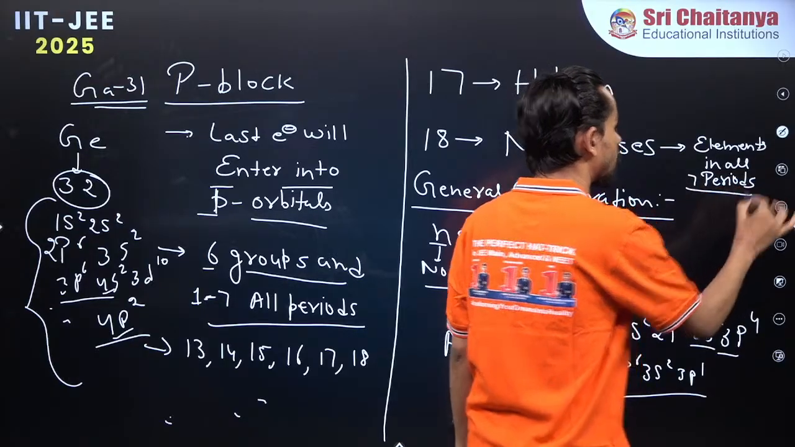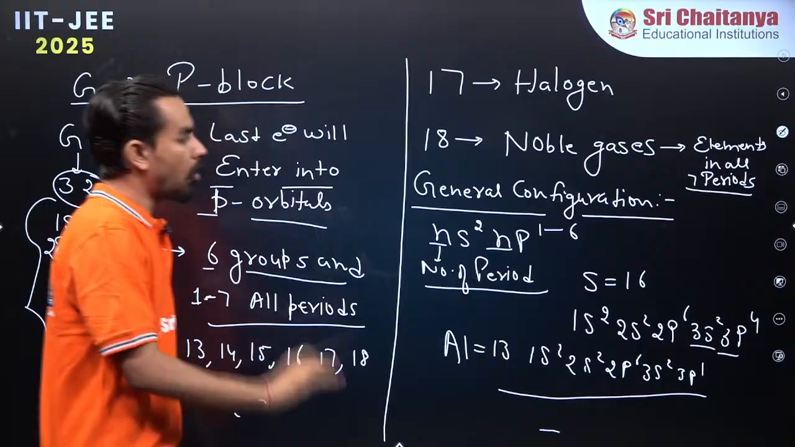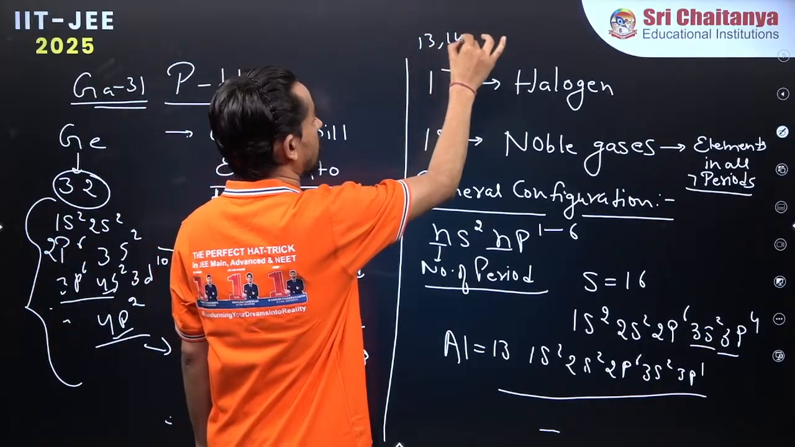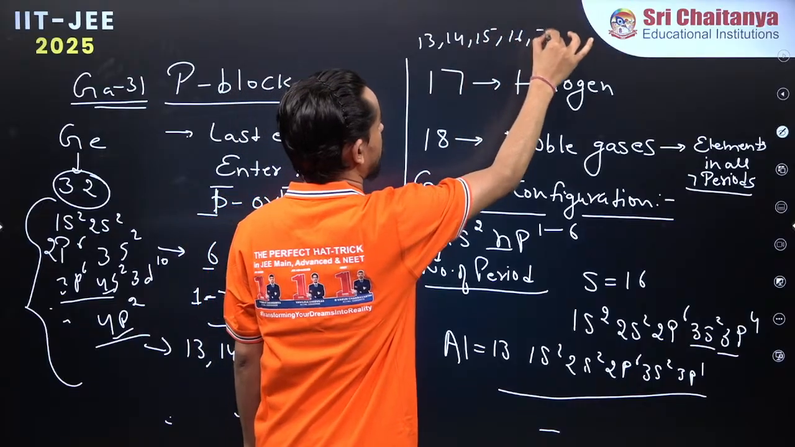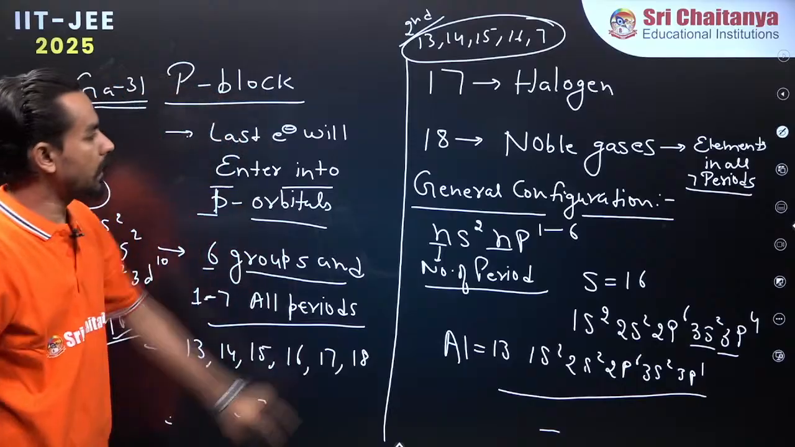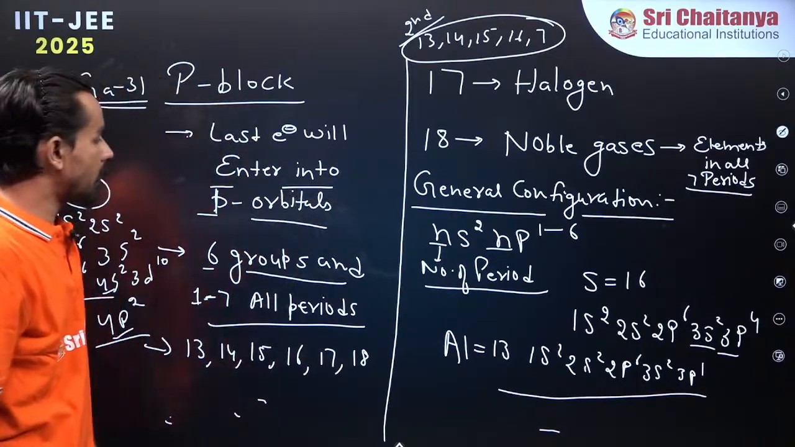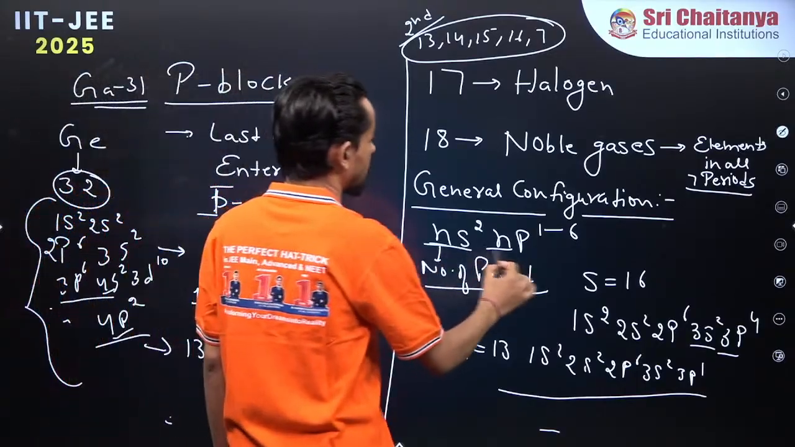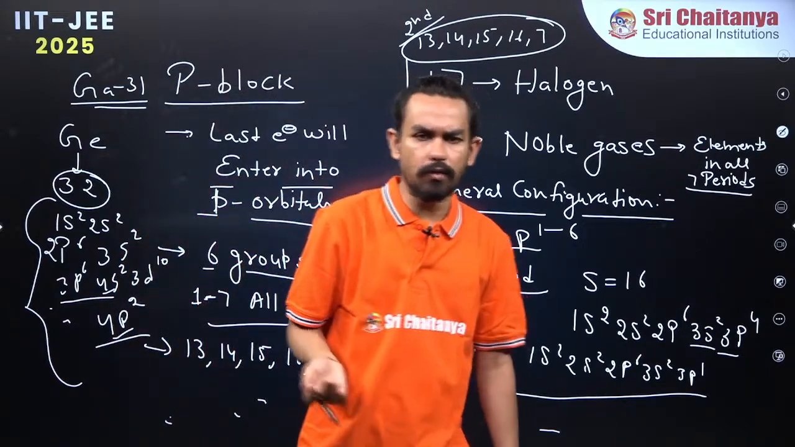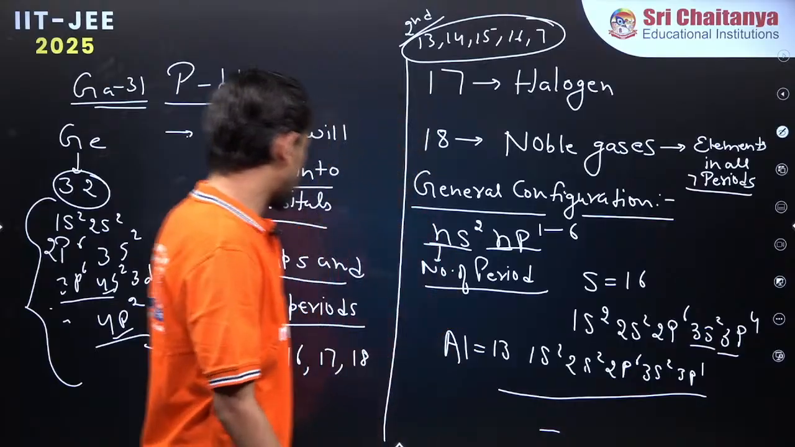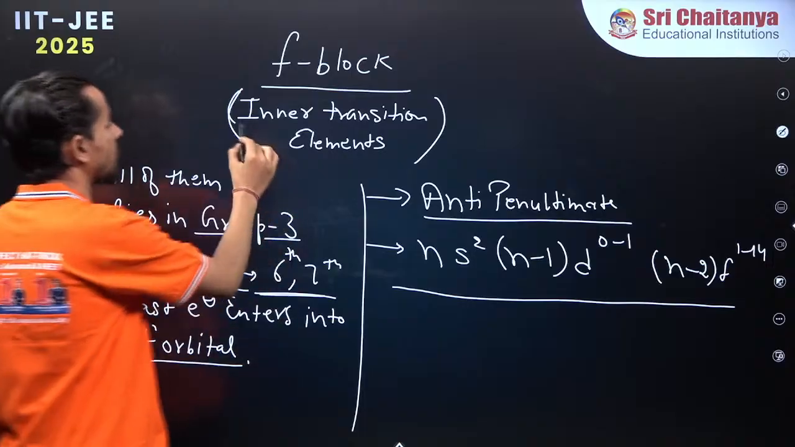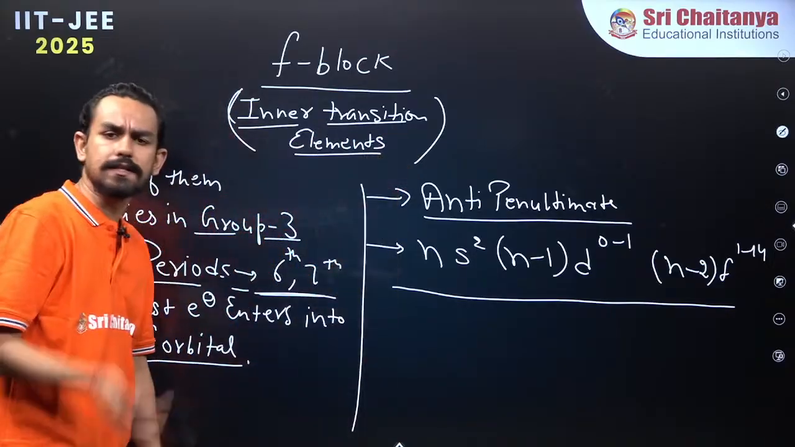All other groups start from period number 2. That is, groups 13, 14, 15, 16 and 17 all start from the 2nd period, and group 18 starts from the 1st period. Their general configuration is ns2 np1-6. Here n tells us the period number as usual, and there are some examples. Let us move on.